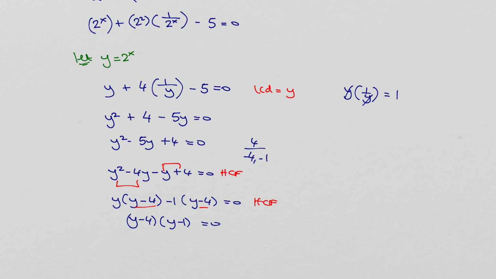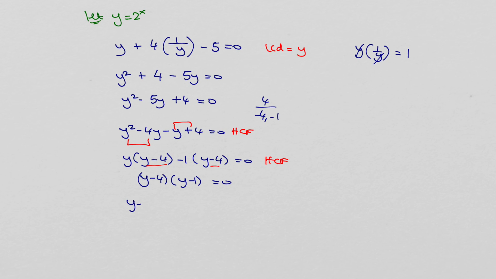And then if both of those multiply to give me 0, that means that one of those factors has to be 0 or both have to be 0. So that gives me y equals 4 or y equals 1. But of course, we have to remember to finish the question where you're asked to solve for x. So I go back to the fact that we said y was equal to 2 to the power of x. So that means that if y is equal to 4 or y is equal to 1, then 2 to the power of x must equal 4 or 2 to the power of x must equal 1.